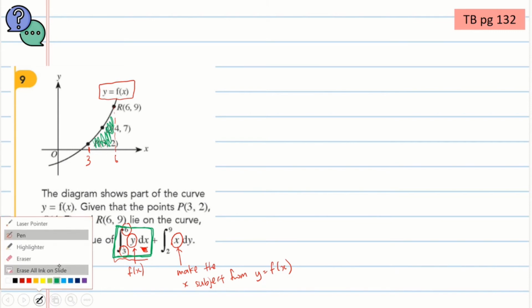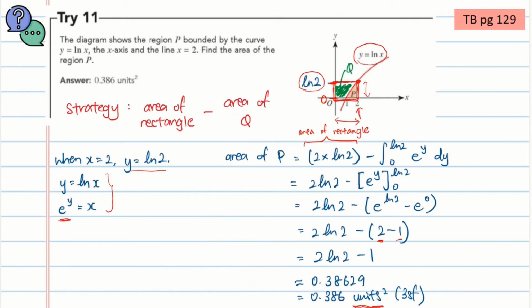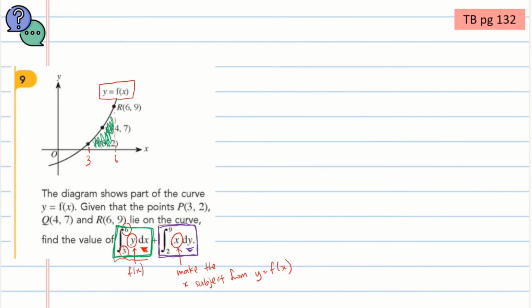And then the other integral from 2 to 9 with respect to y. That means that our 2 and 9 are actually values found on the y-axis since we're integrating with respect to y, right? Okay, so y equals to 2 is actually here, and y equals to 9 is actually here. So, since we're integrating with respect to y, this is the area that we're looking at.